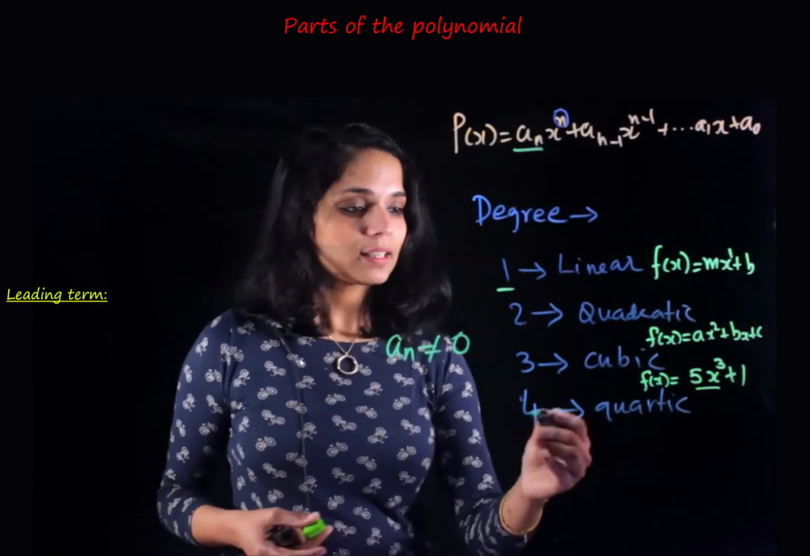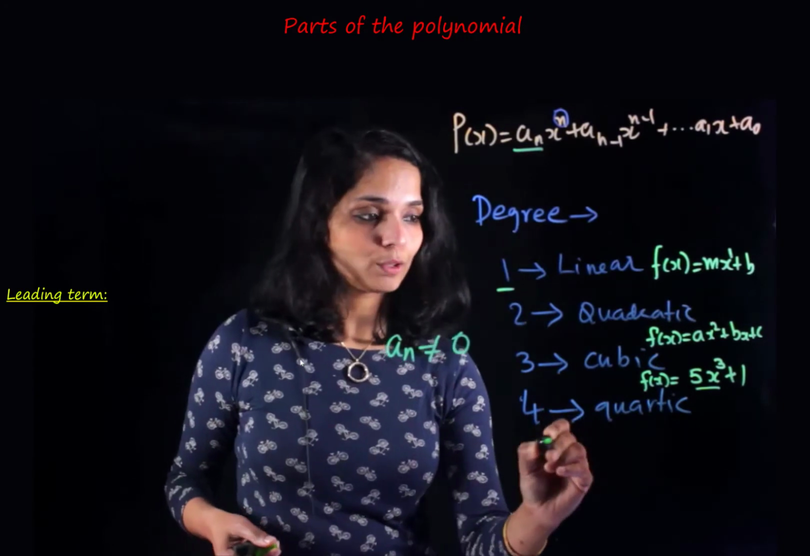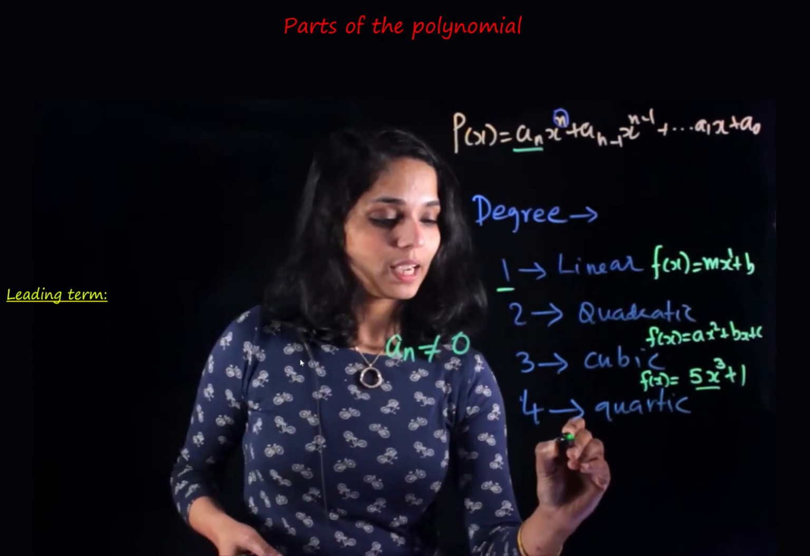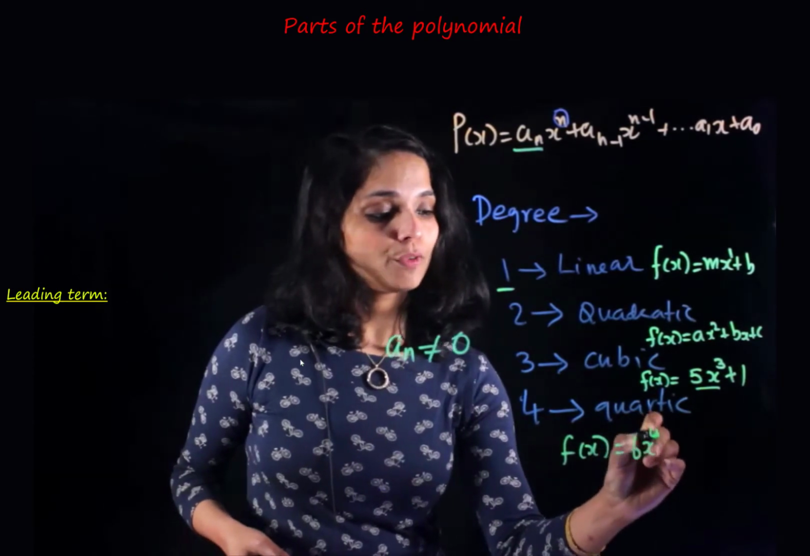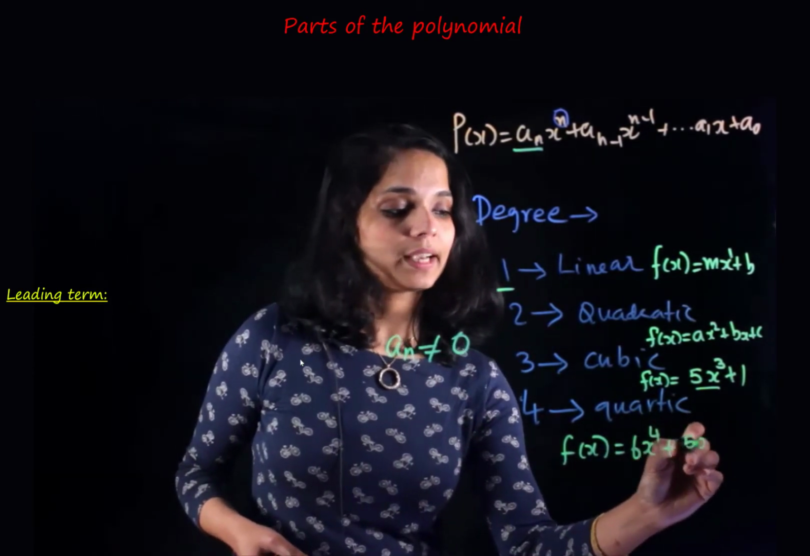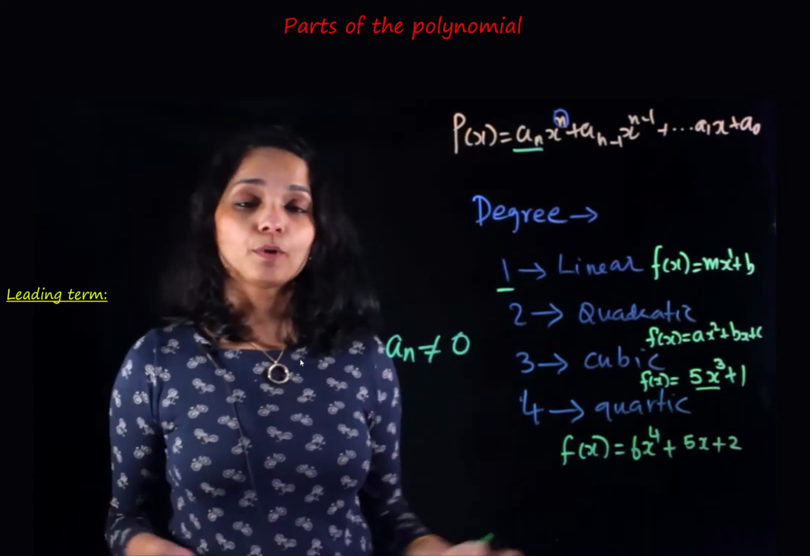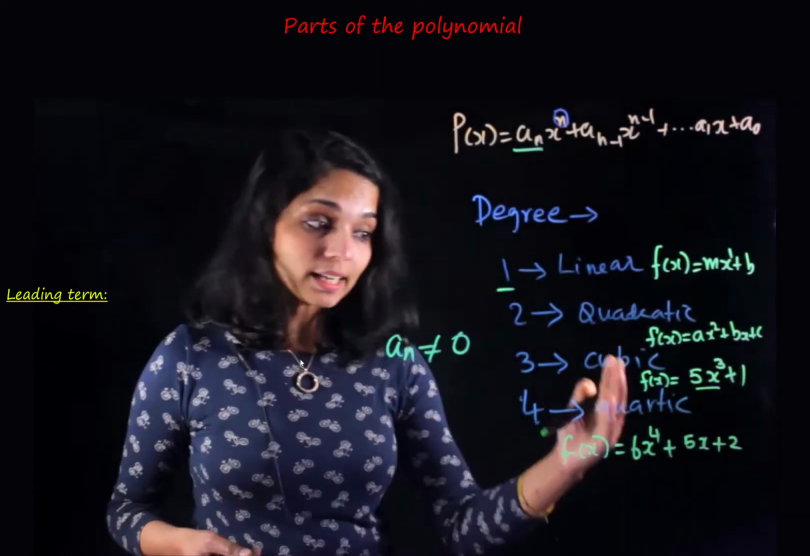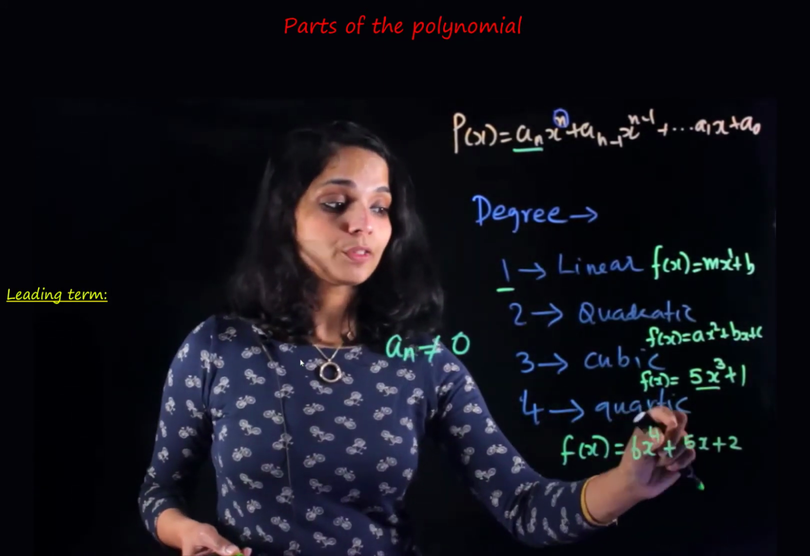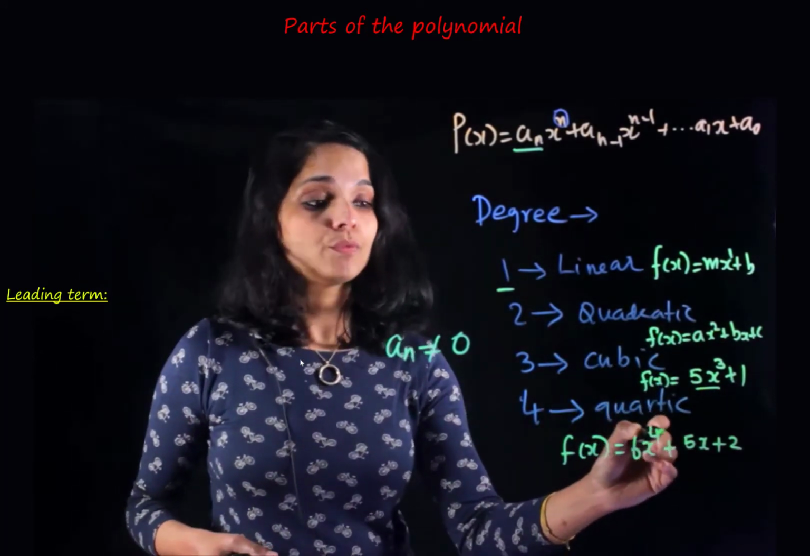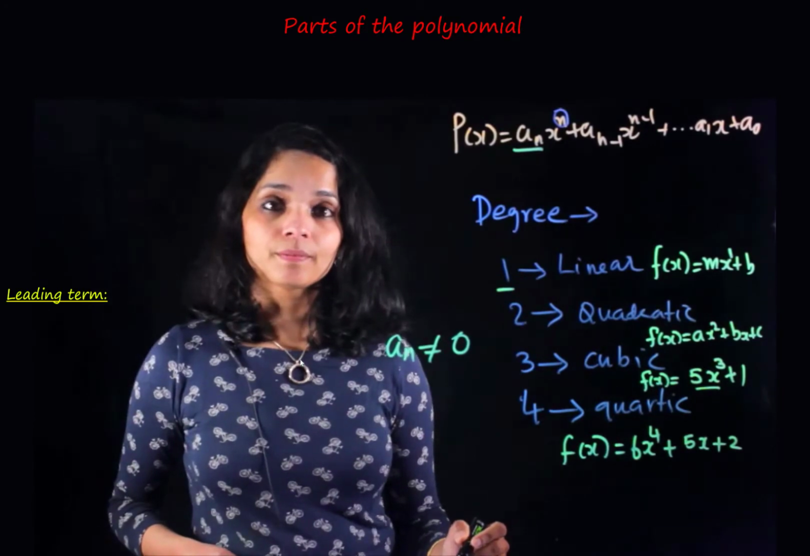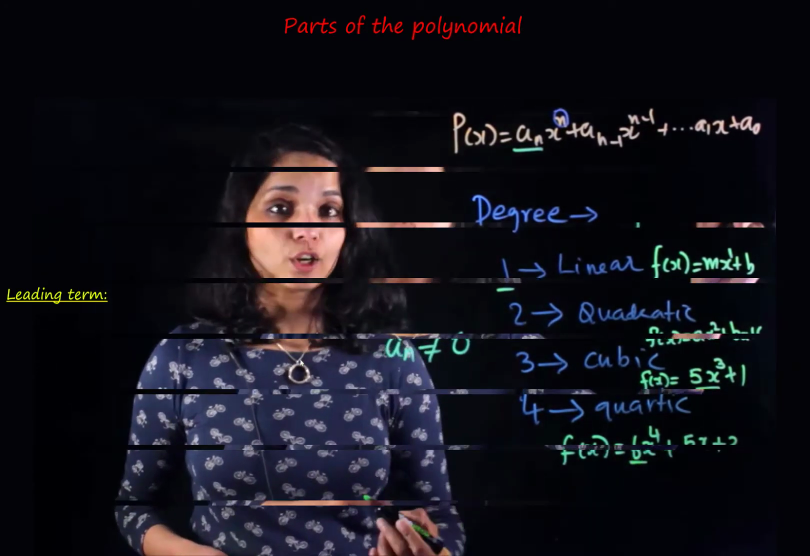And for a quartic polynomial, an example could be f of x equals 6x to the power 4 plus 5x plus 2. That's a quartic polynomial. It can have any term with the power 3 and 2, but it's not mandatory. But it should have a power 4 in it. And this coefficient cannot be 0.